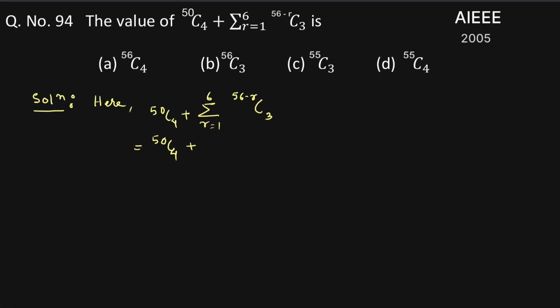50C4 plus 56 minus 1, that is 55C3 plus 56 minus 2, that is 54C3 plus 56 minus 3, that is 53C3 plus, in this way we will write 52C3 plus 51C3 plus 50C3.